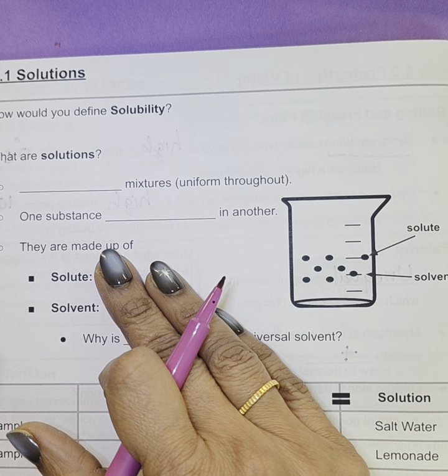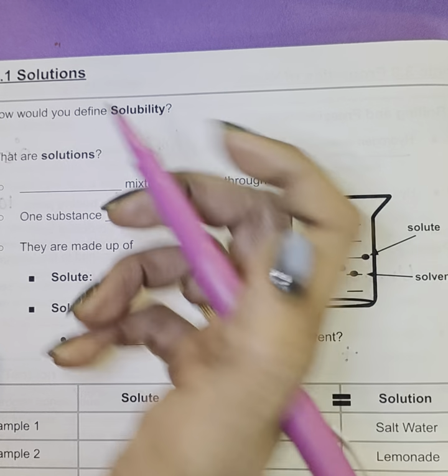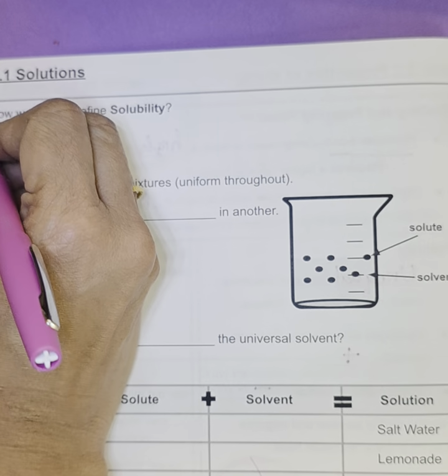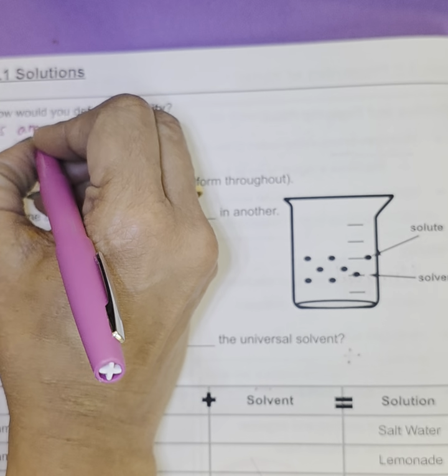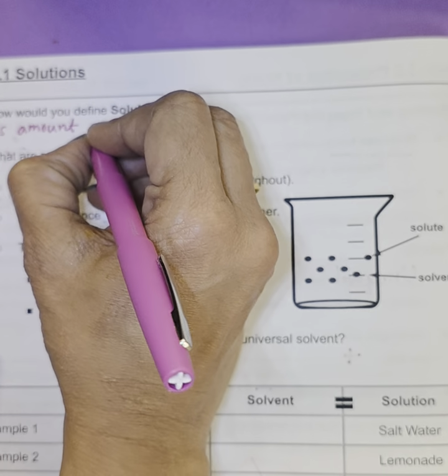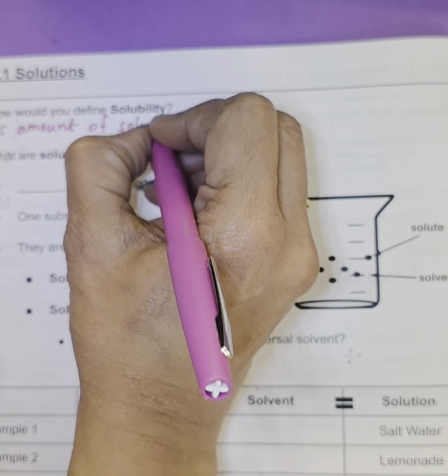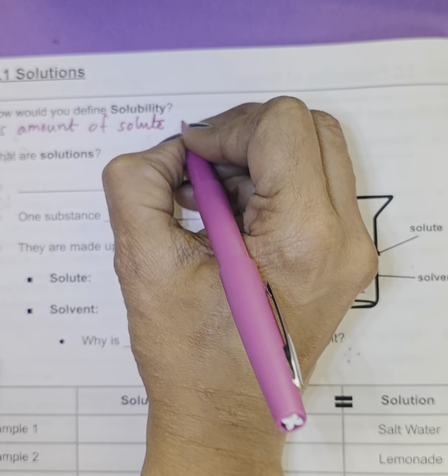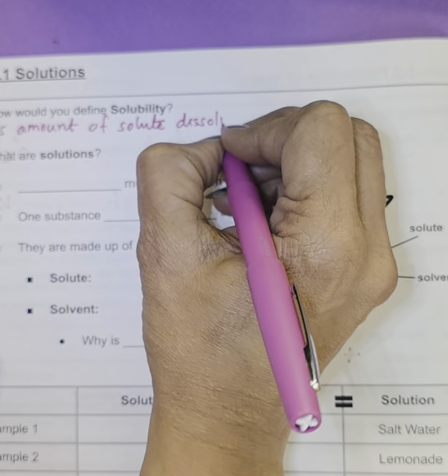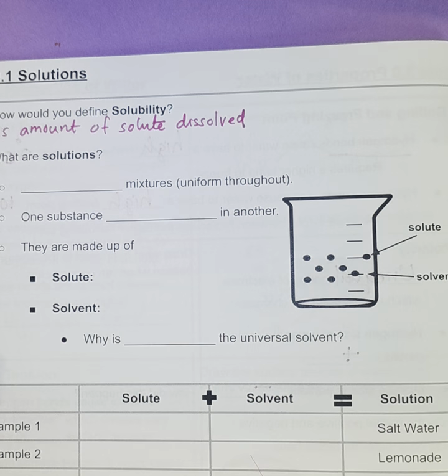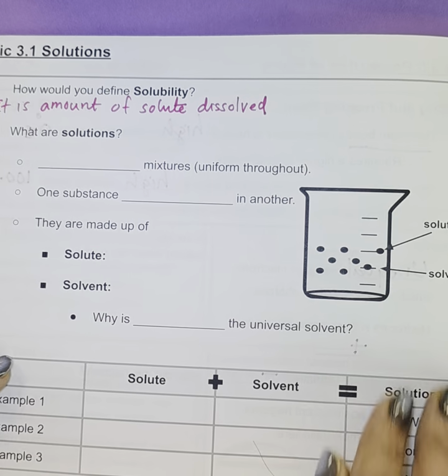It is the amount of solute. And you have a detailed definition on the next page, okay? It is the amount of solute dissolved. You can write a simple definition here and the detailed definition on the next page.